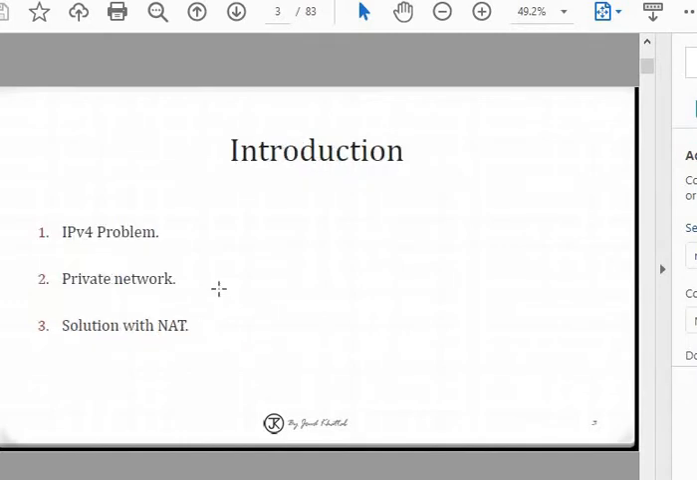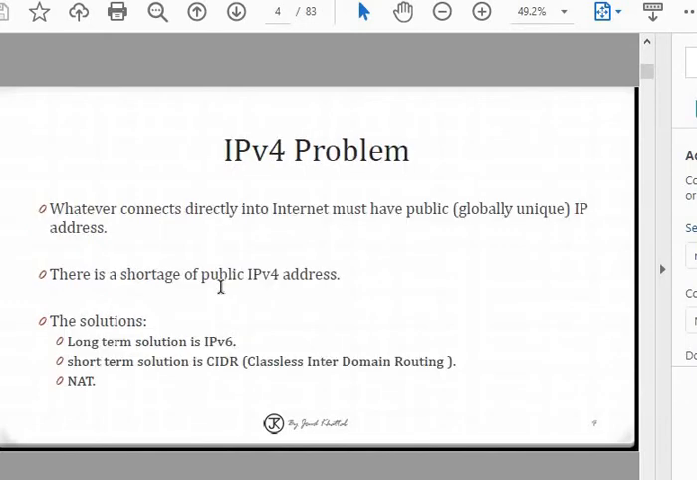So there are some concerns over there: the IPv4 problem, the private networks, and the solution with NAT. The IPv4 problem is that whatever connects directly to the internet must have a public IP address. The IP address is a 32-bit address, right? It is an address which uniquely identifies your system to the network.